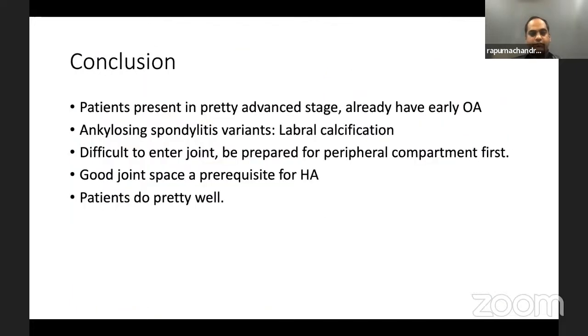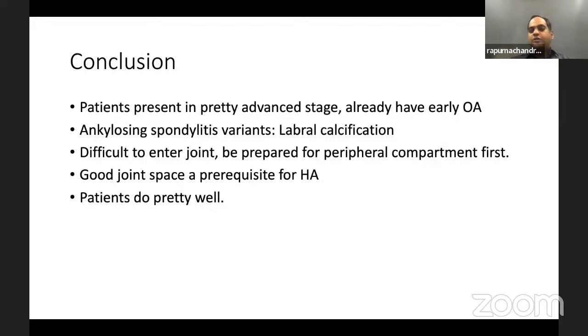So in conclusion, what I have seen in my practice of hip arthroscopy in India is I do around 3 to 4 cases a month, around 45 to 50 a year. Patients present already in a pretty advanced stage. They have advanced osteoarthritis, but that should not stop us from giving them options of hip preservation. This is what we call the ankylosing spondylitic variants, where there is excessive labral calcification akin to calcific tendinitis of the shoulder and other joints.